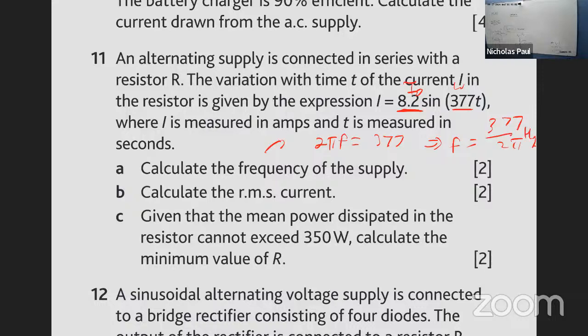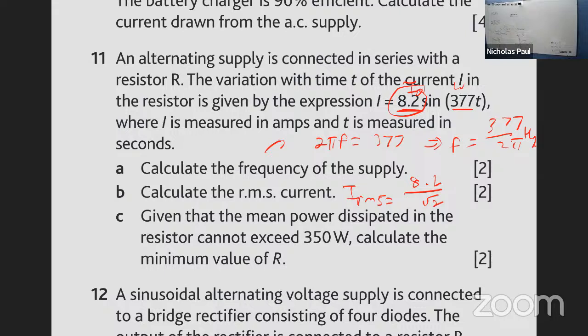What's the RMS current? I RMS is equal to your I naught over root 2. I naught is 8.2. Oh, by the way, you recognize in these past papers, they like to trick you with units, right? So be careful and read your units properly. Look out and see if it's microamperes or whatever it was. Pay attention to your units. Don't just get excited because it looks easy. Pay attention to the SI units. Right? That is the I RMS.